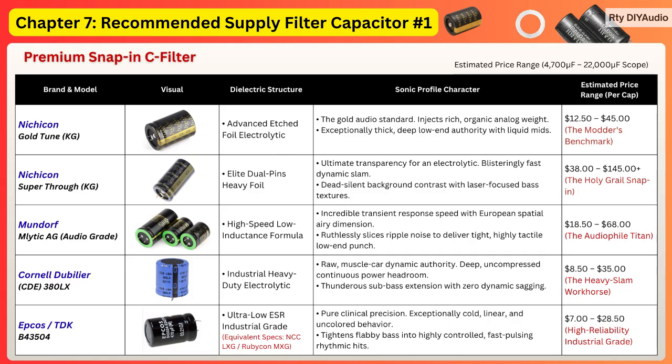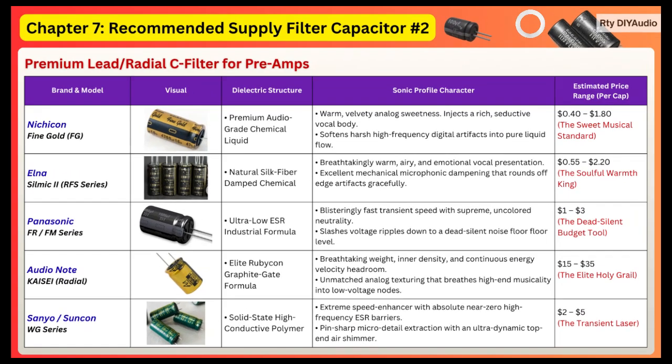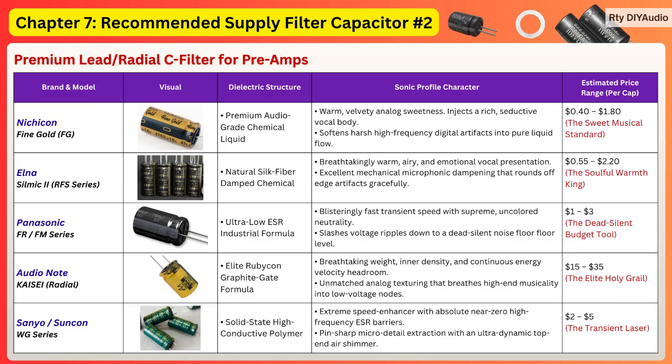Secure your protective infrastructure, match these filter storage formulas to your power rails, and feed your active semiconductor circuits with absolute current stability. Let's close Chapter 7 with Part 2, deep diving into premium lead and radial C filters, engineered specifically for low-voltage, low-current preamplifier and operational amplifier circuit rails.